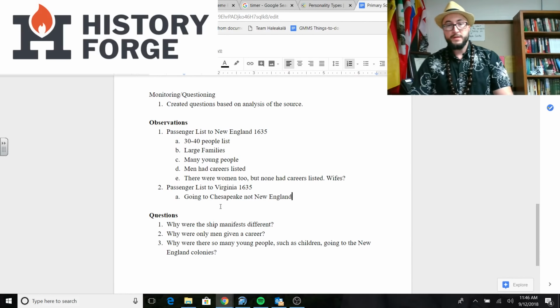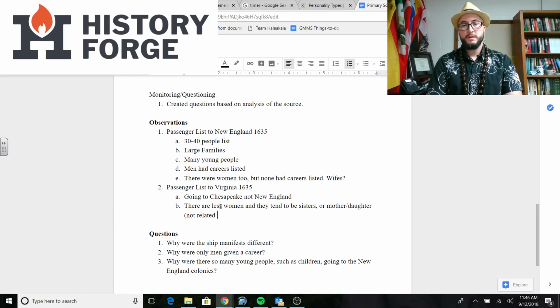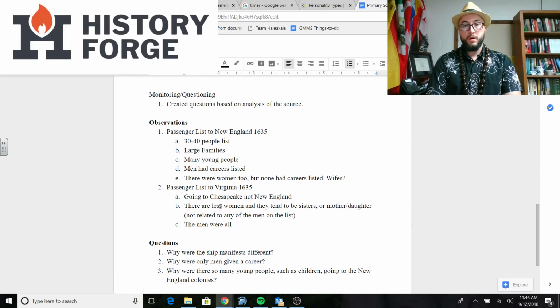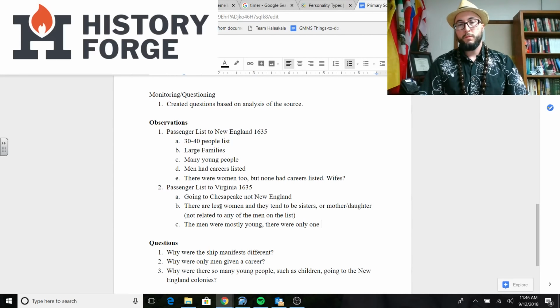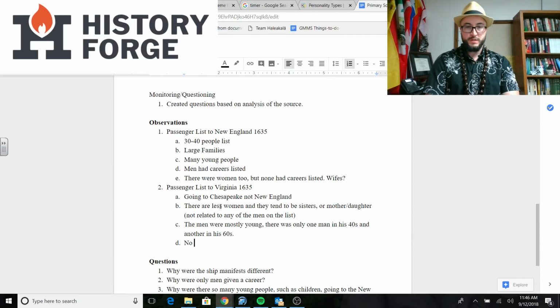So let's go back into our observations. A very different list. There are fewer women, and they tend to be, we'll say, sisters probably, or mother and daughter. And then I'll put in parentheses, not related to any of the men on the list. The men were mostly young. There was only one man in his 40s and another in his 60s. No occupations were listed.